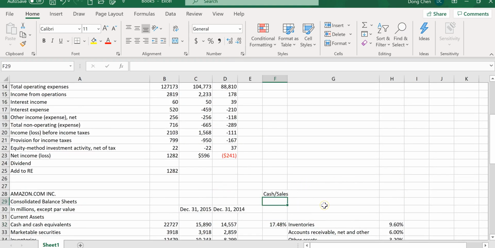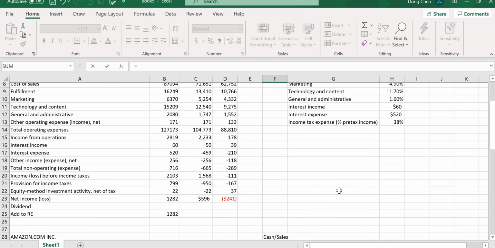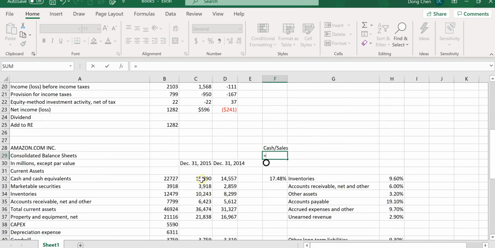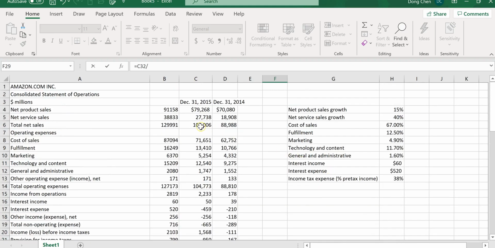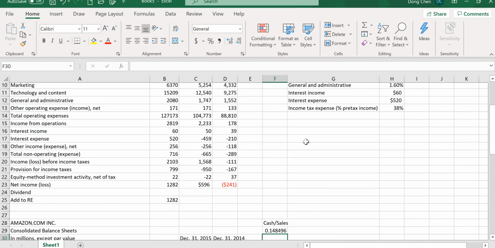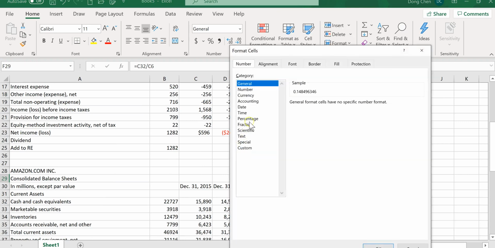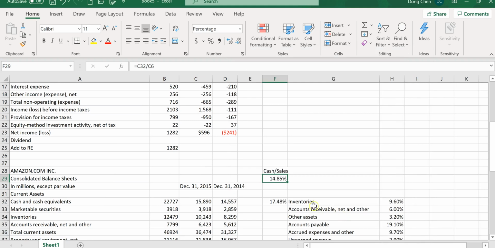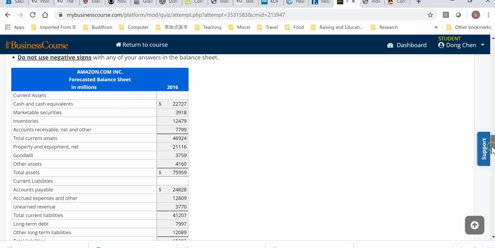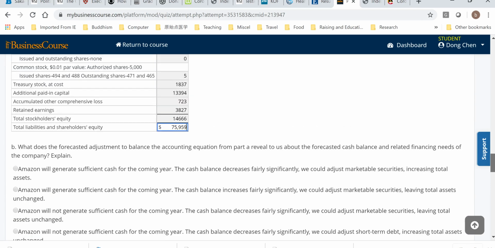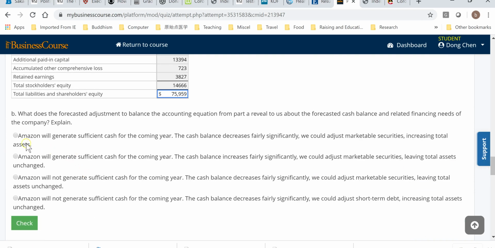But the current level, let me put it here. The current level is going to be cash right here, and then I divide that by the current year's total net sales. If I change the format to 2 decimal places, you can see 17.48 relative to 14.55. So this has increased. The cash balance has increased relative to the sales. So we just try to look for the answer which matches that observation.